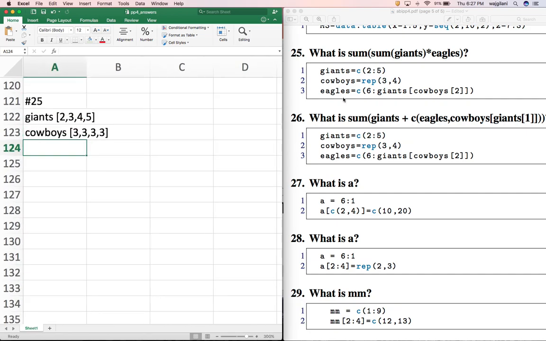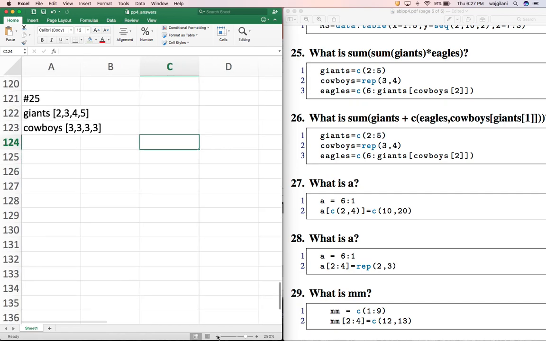Now eagles, we got something going on here. So eagles, I'm going to rewrite here. I'm going to show you how I simplify this. Need some more space. All right, eagles is basically this. C6 colon Giants bracket Cowboys bracket 2 close a bracket, close a bracket, close a parentheses, okay?